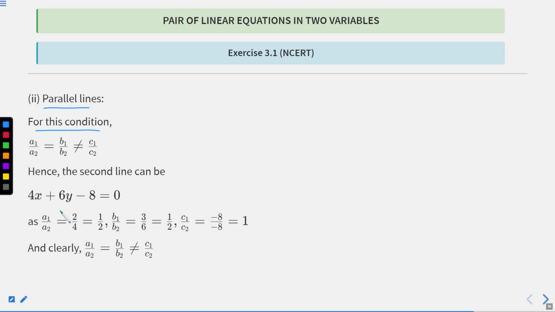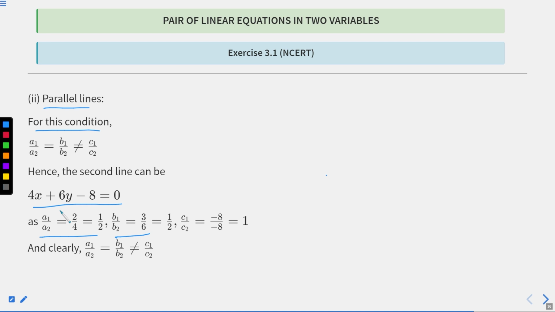Okay, now for parallel lines, the condition is a1 by a2 is equal to b1 by b2, which does not equal c1 by c2. So hence the second line can be 4x plus 6y minus 8 is equal to 0. And we take this because the ratio a1 by a2 is equal to 2 by 4, which is equal to 1 by 2, and the ratio b1 by b2 is equal to 3 by 6, that is also equal to 1 by 2. And the ratio of c1 by c2 is equal to minus 8 by minus 8, that is equal to 1. And here clearly a1 by a2 is equal to b1 by b2, but does not equal c1 by c2.